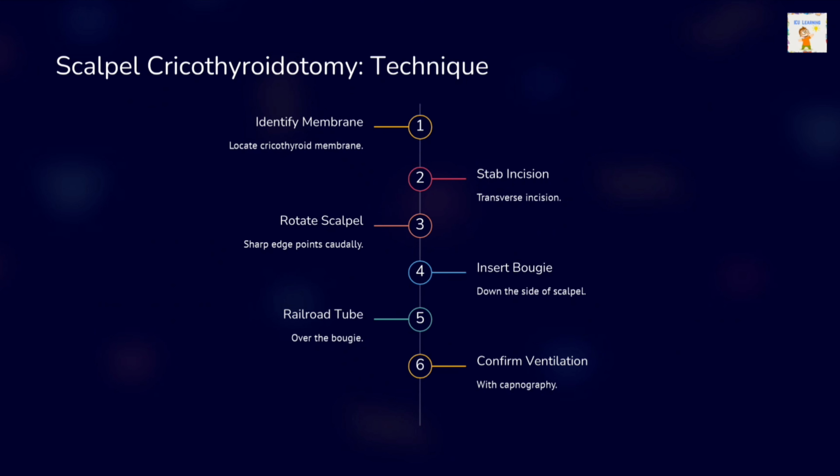First we have to identify the cricothyroid membrane on the neck. We stabilize the larynx and use our left index finger to identify the cricothyroid membrane. Remember, we are standing at the head end of the patient. Then we make a transverse stab incision through the skin and the cricothyroid membrane, with the cutting edge of the blade facing laterally. Then we rotate the scalpel 90 degrees so that the sharp edge points caudally, towards the feet.